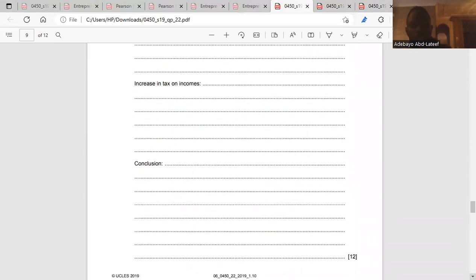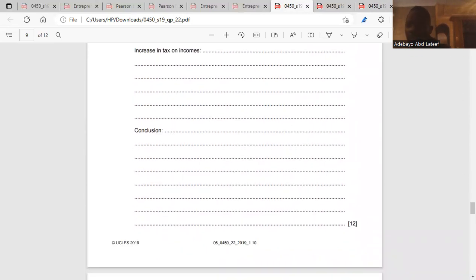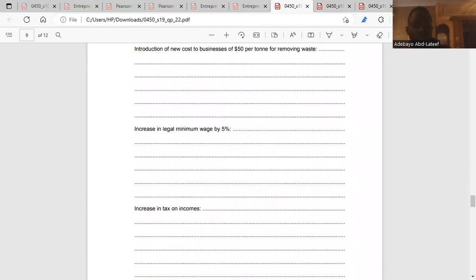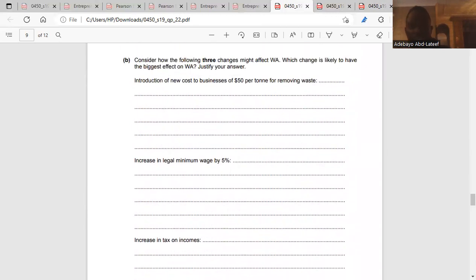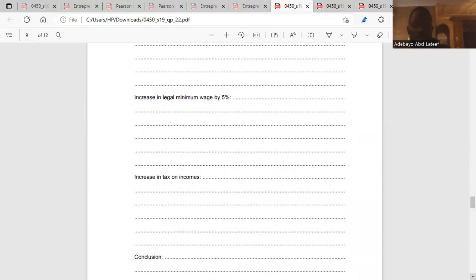So what is the conclusion about this? Which one is going to have significant impacts on WA? They're kind of related to each other. I will choose increase in tax on incomes.